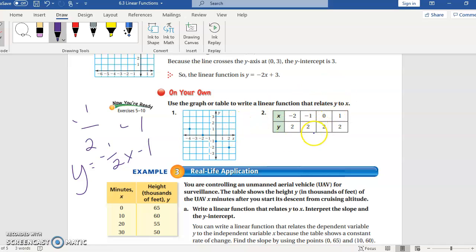Now number 2 is a table. I would usually start out by picking 2 points and subtracting my y's and my x's. However, when I look at this table, I notice that all my y's equal 2. So no matter what x is, y is always going to equal 2. So I'm just going to write that as y = 2.